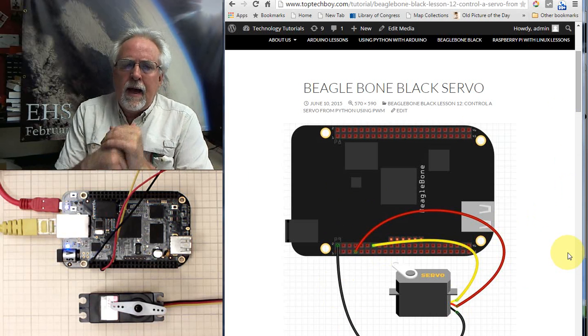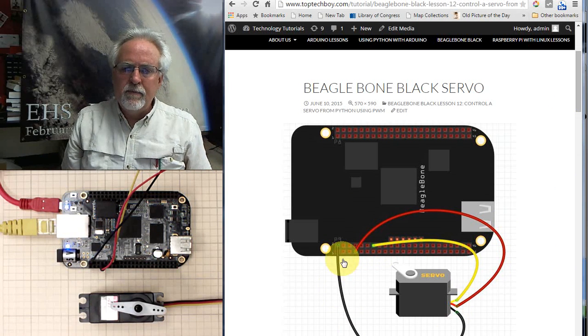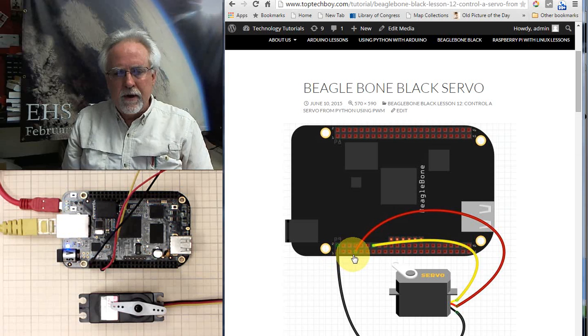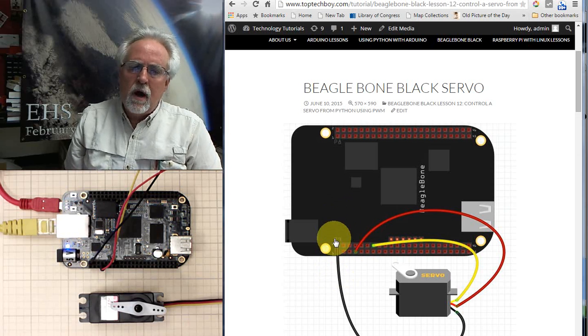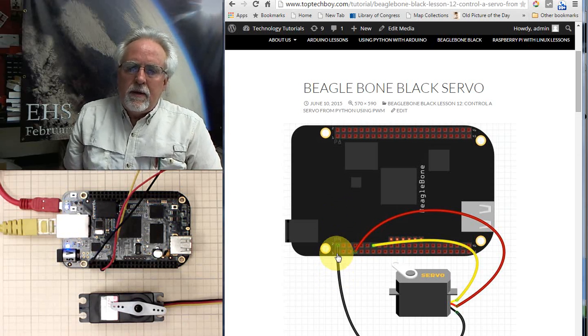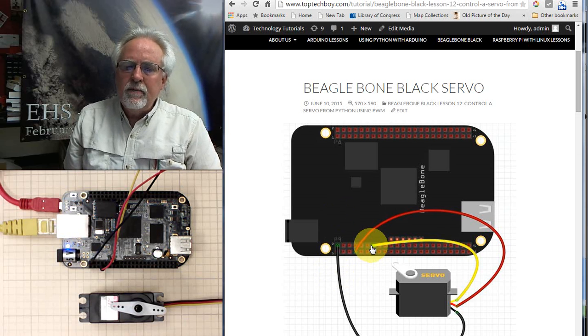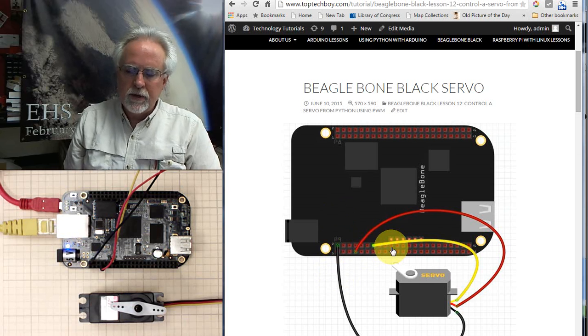For me, I am safe, I have verified, and I am powering it from pin 7. Enough said about that. I am getting ground from the Beaglebone Black pin 2 on header P9. And I am controlling it from GPIO pin 14 on header P9. So this is 2, 4, 6, 8, 10, 12, 14.